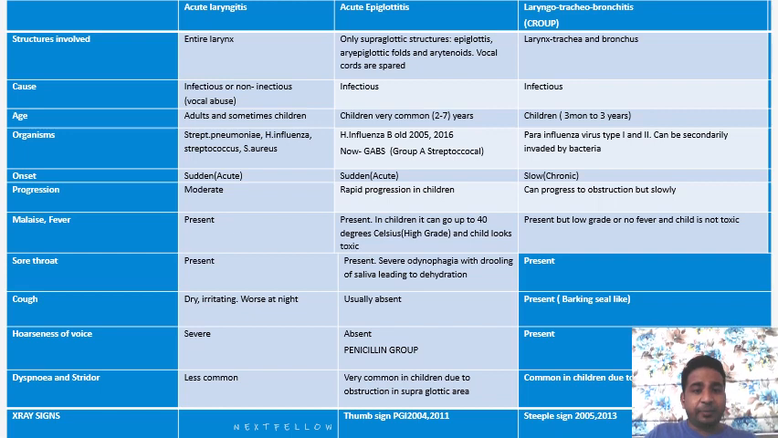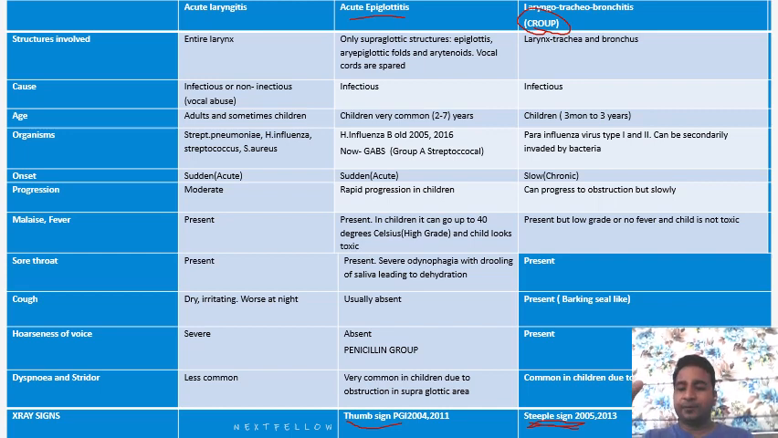Now, this is a table comparing acute epiglottitis and laryngotracheobronchitis, that is known as croup. We have already discussed the X-ray sign in acute epiglottitis. I told you it is the thumb sign. While in croup, what is the X-ray sign? The steeple sign. What do you mean by steeple sign?